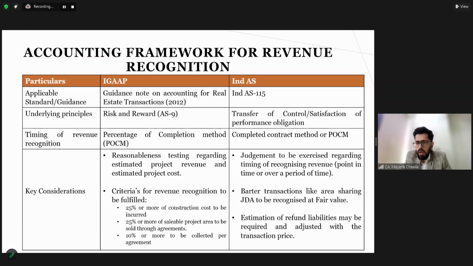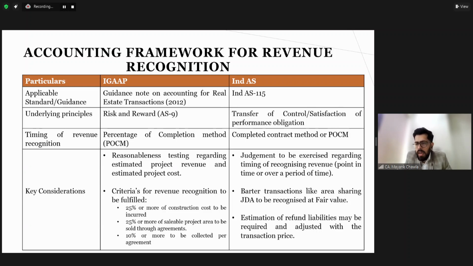So again, the minimum 10% criteria has been given because it brings more certainty that the customer will in turn buy the property, and the same will not be refunded. So these are some of the criteria which have been defined by the guidance note on real estate.